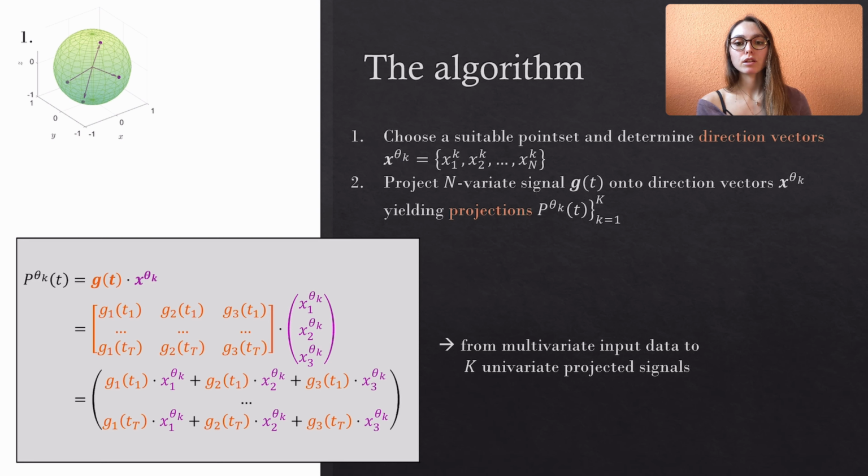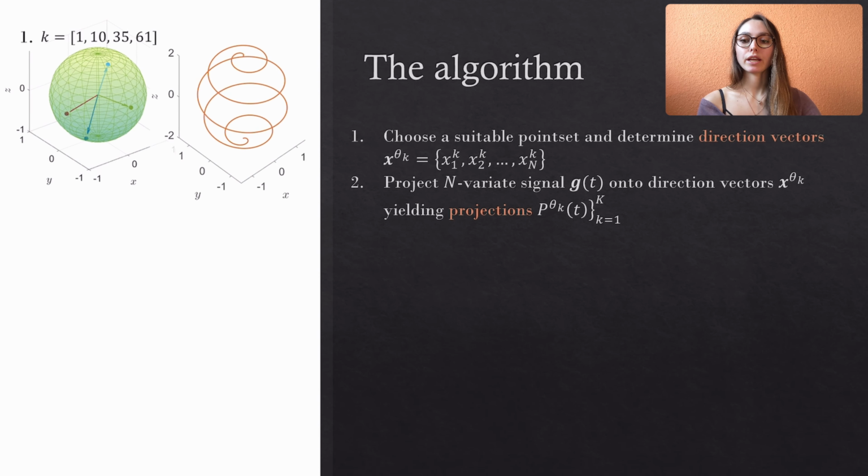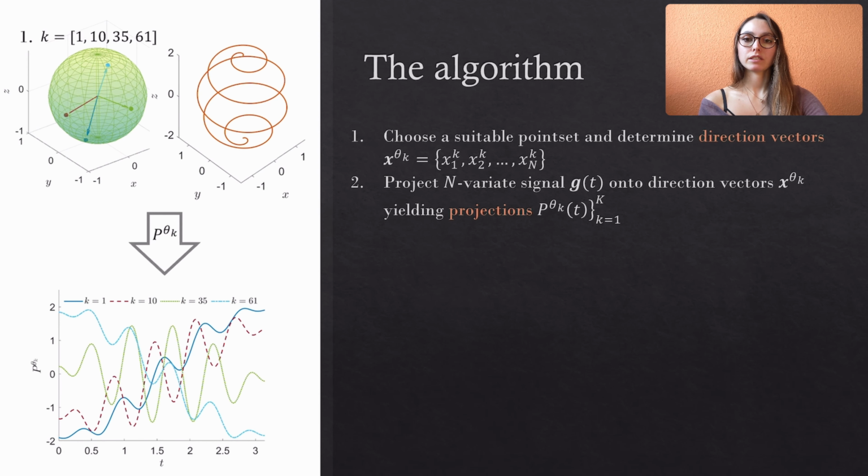Okay, how does this look visually for our exemplary data? We are using 4 exemplary direction vectors with k equals 1, 10, 35 and 61. Projecting the data G along these directions yields these univariate projected signals as a function of time. You can see that the blue and the light blue direction vectors point approximately in opposite directions, which yields nearly mirrored projected signals. Of course, in reality, we would do this projection for a lot more projection directions.